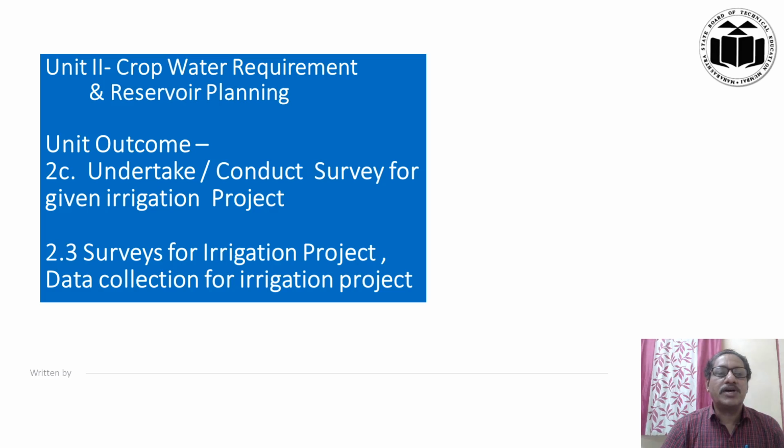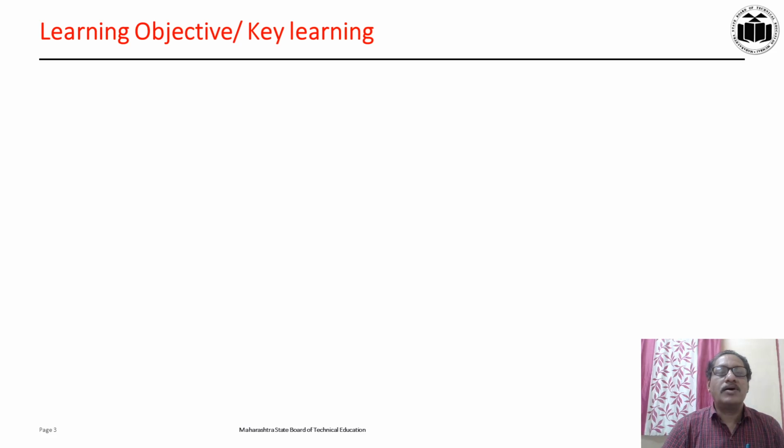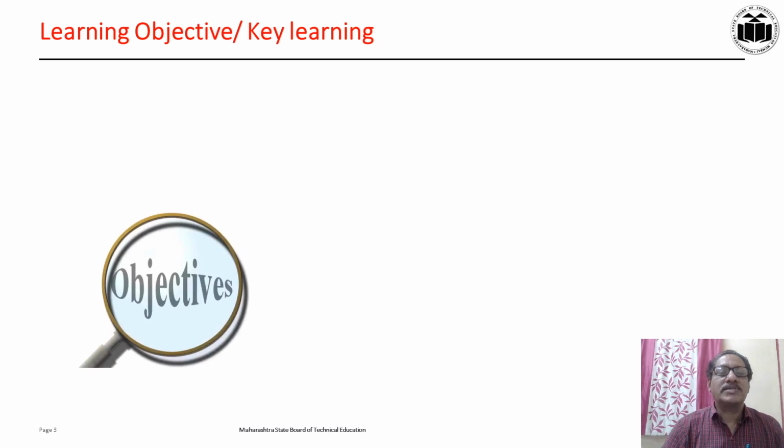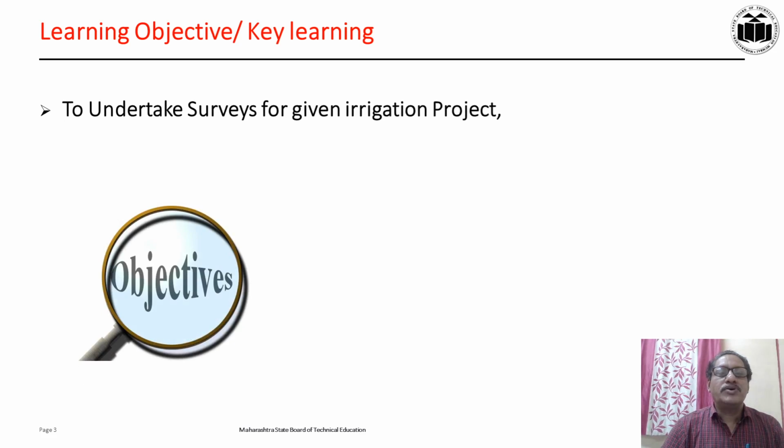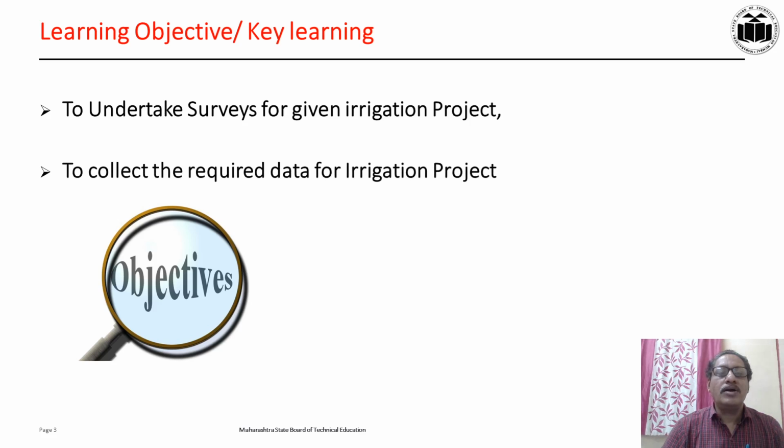Under this session, we are going to cover unit outcome 2C, that is, undertake or conduct the surveys for a given irrigation project, and we are going to cover the topic 2.3, that is, surveys for irrigation project and data collection for irrigation project. The learning objectives of the topic are to understand surveys for the given irrigation project and to collect the required data for irrigation project.